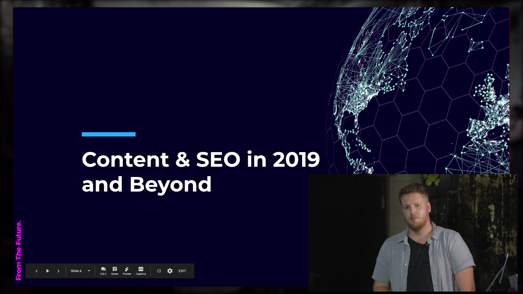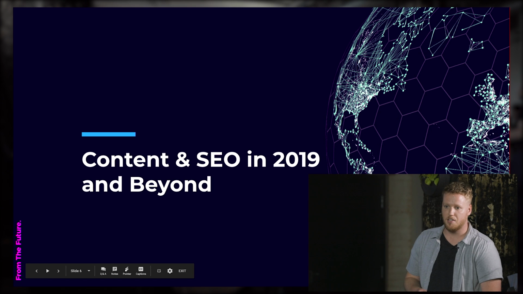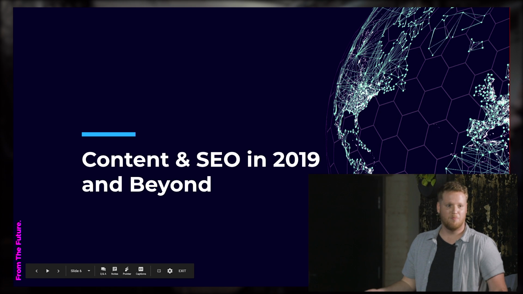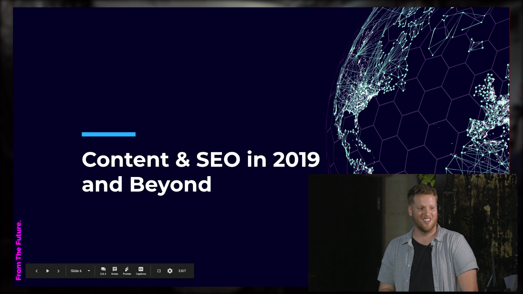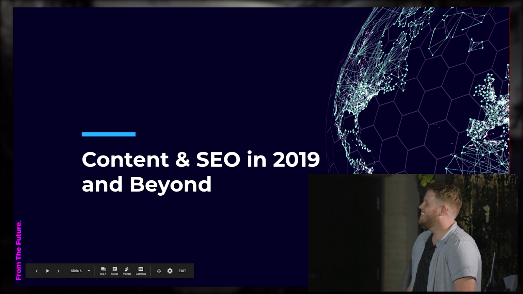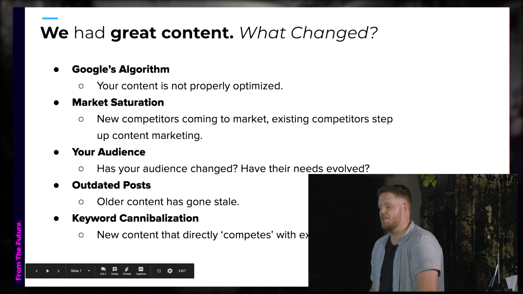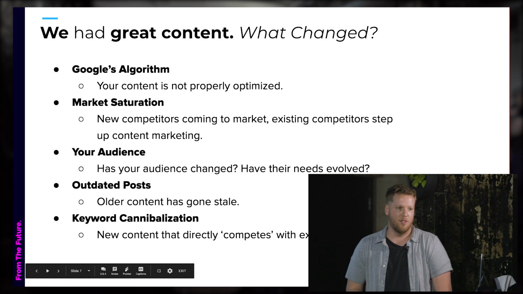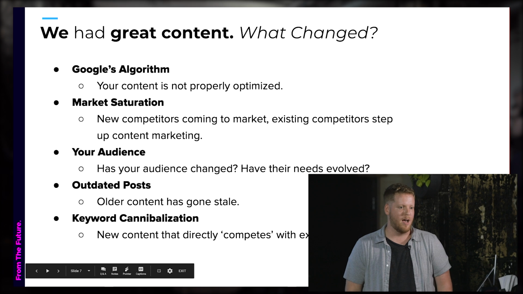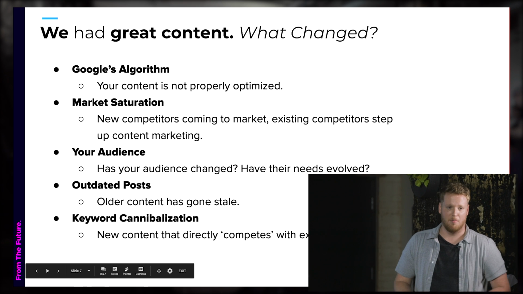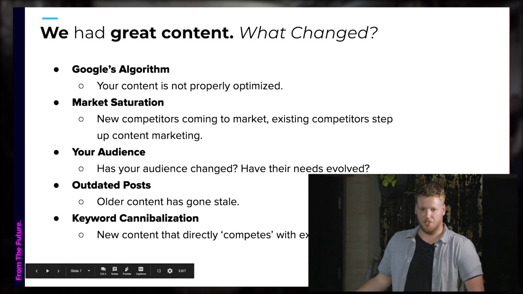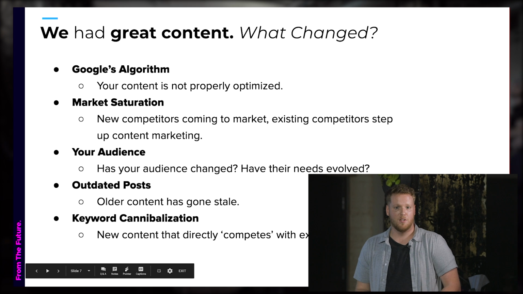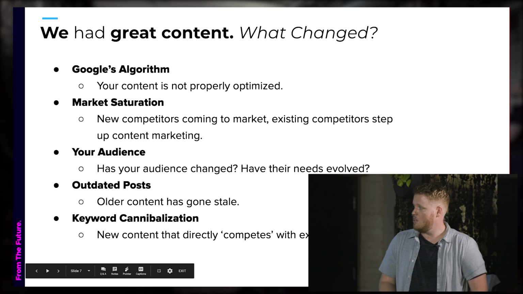But to start, we're going to get familiar with content and SEO in 2019, something that many of you might already be familiar with because you're at the technical SEO meetup, but we'll talk about it anyway. So a lot of times clients come to us and they'll ask, we had great content, what happened? It could be any number of things. It could be Google's algorithm changing. It's changing all the time. You have to keep pace with it if you want to compete.